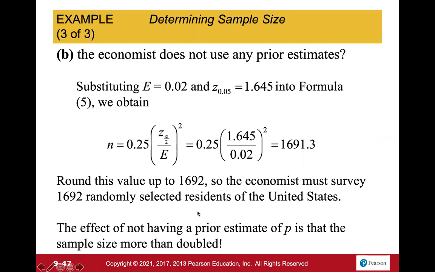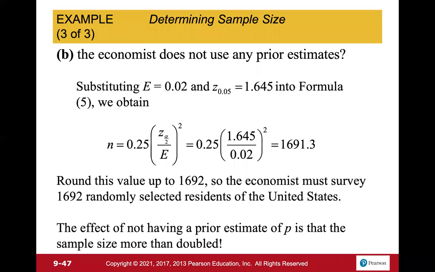So the effect of not having a prior estimate of P is the sample size more than doubled. So close to triple, the sample size nearly tripled. Yeah, so there we go. And that wraps up section 9.1.